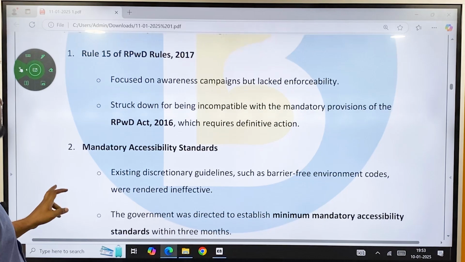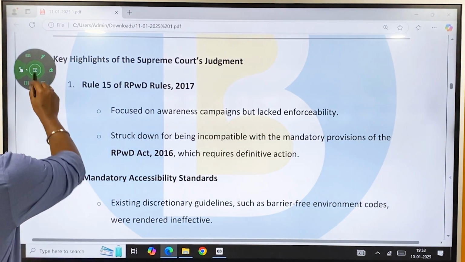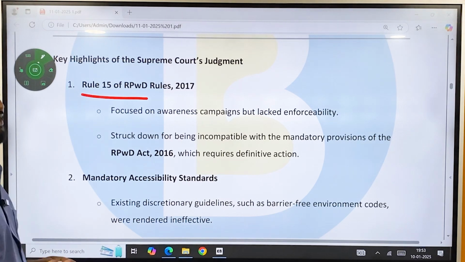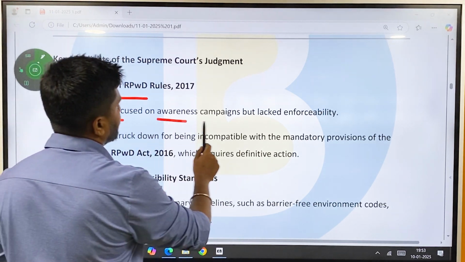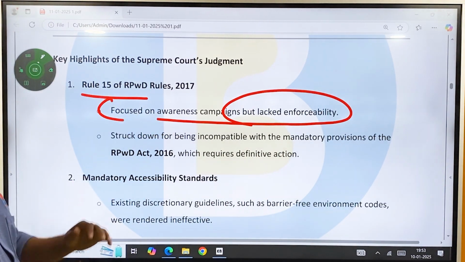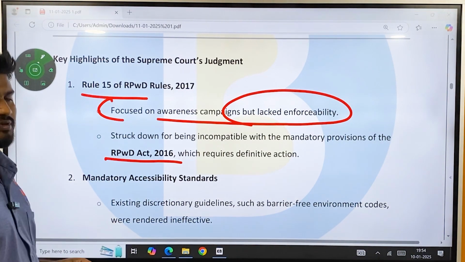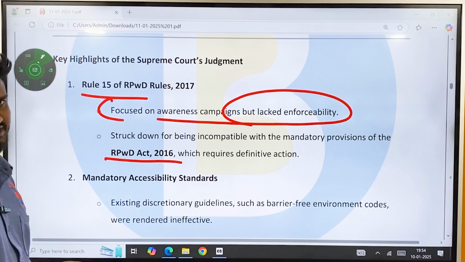So we'll see what the key outcomes or highlights of the Supreme Court judgment are. Rule 15 of the RPWD Rules 2017 was struck down by the Supreme Court. This rule focused on awareness campaigns but lacked enforceability. Since it lacked enforceability, it came into conflict with the Rights of Persons with Disabilities Act of 2016.